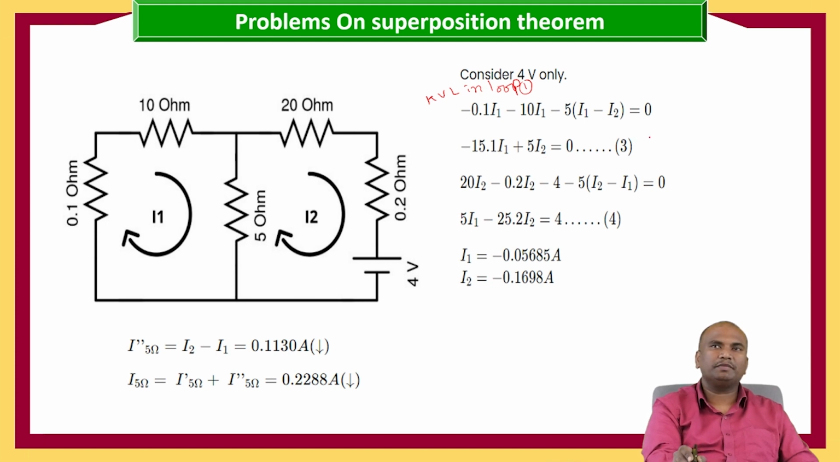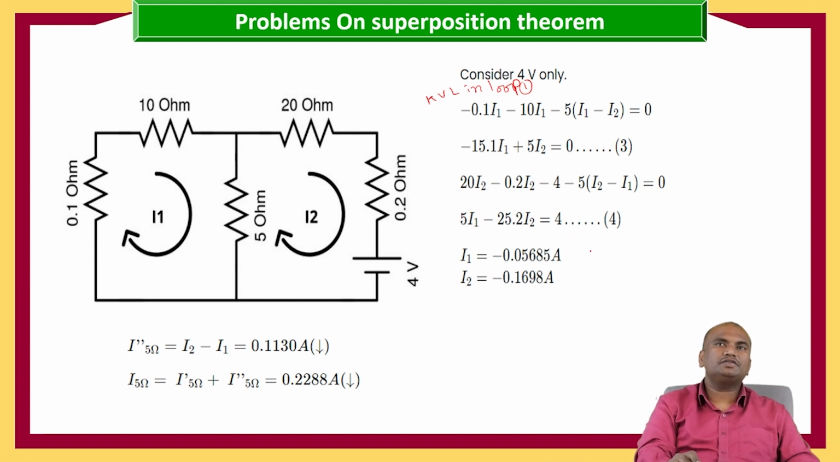This is our equation number 3. 20 I2 minus 0.2 I2 minus 4 minus 5 into I2 minus I1 equals 0, which gives 5I1 minus 25 I2 equals 4.